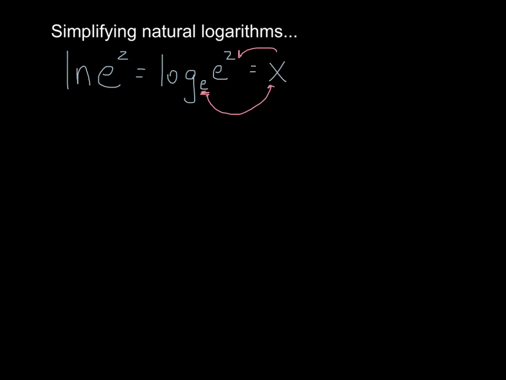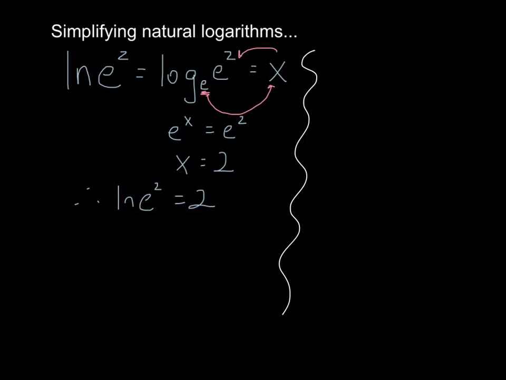So here we go, e to the x is equal to e squared. Now notice we already have a common base, e and e, so the exponents must be equal. x is equal to 2. So this means that ln of e squared equals 2.